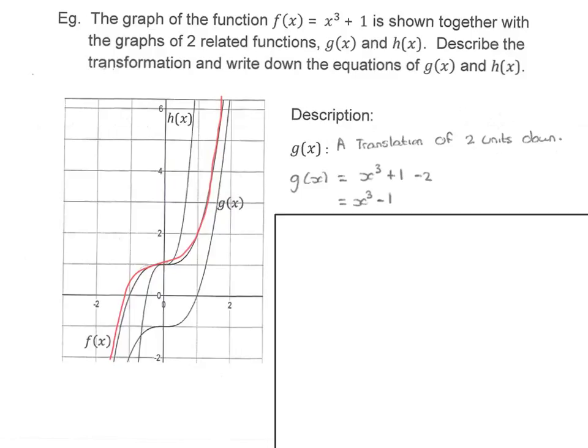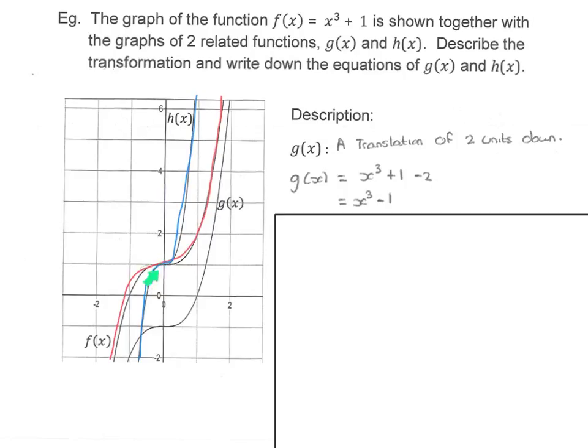If we now compare f of x to h of x to see how we transform the function f of x to get h of x. So just from looking at f of x and h of x, let's draw h of x in blue. There doesn't seem to be any translation. It hasn't moved up or down or left or right. It doesn't look like a reflection, so our only other option is a stretch. So we've just got to figure out if it's a stretch parallel to the x-axis or the y-axis.